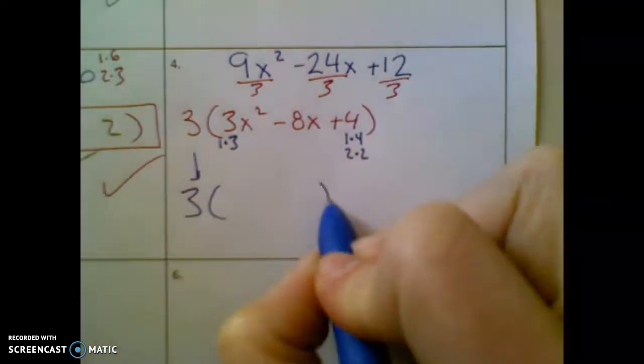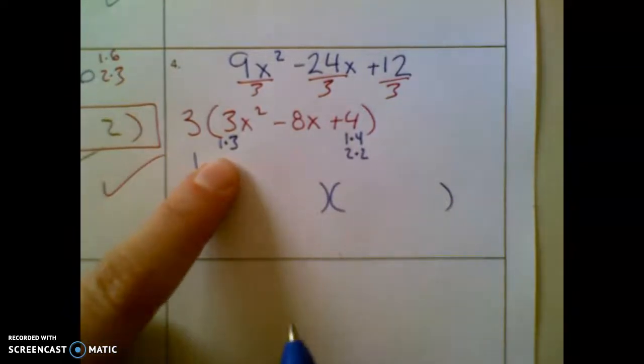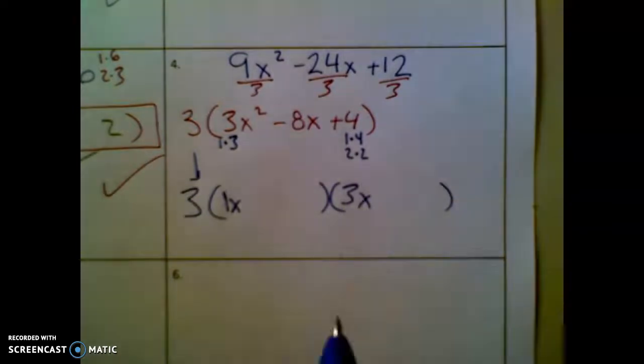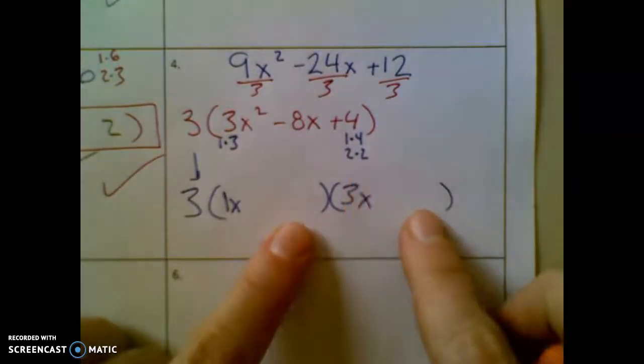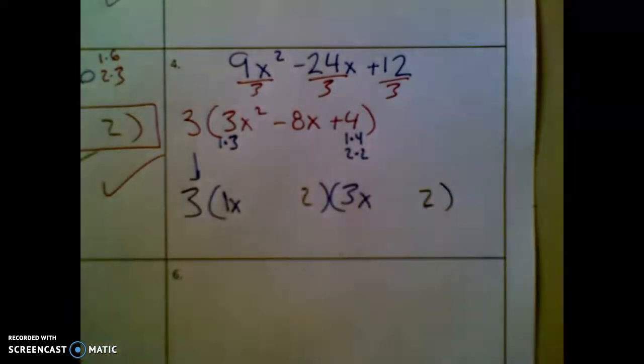So I'm going to go ahead and plug in my values. I only have one option. I have to pick a 1x and a 3x. It's actually really nice when you're forced because there's no other options. Now I have the option of picking 2 and 2 or 1 and 4. So I'm just going to go ahead and pick 2 and 2 because they're closer together.